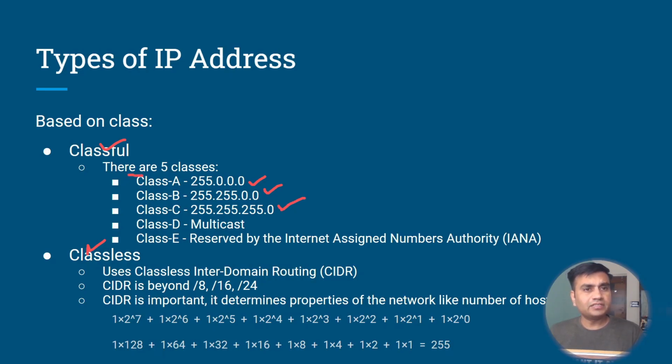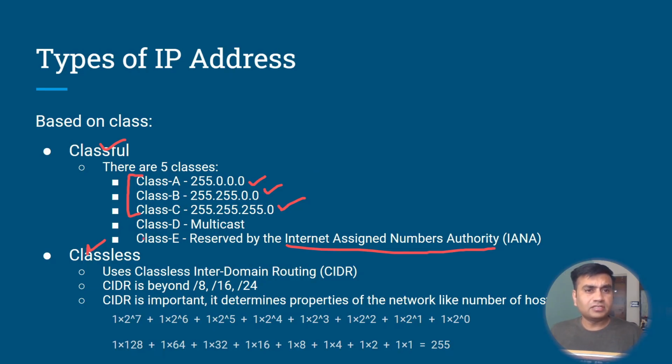Again, who decided these classes? These are all decided by an authority, like IANA or some authority, right? These are fixed classes. If your IP address is following this standard, it is of this class, right? It is not very flexible. In a particular class, you will have a fixed number of IP addresses for hosts and networks.